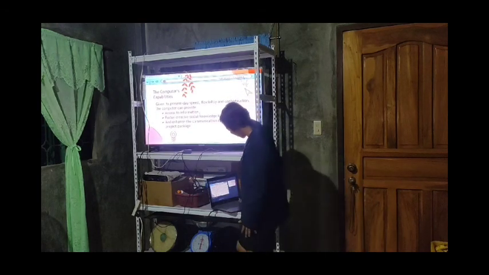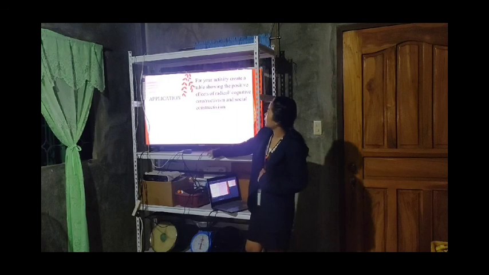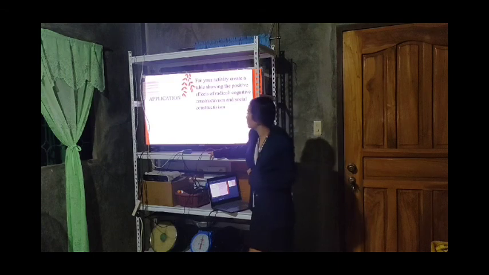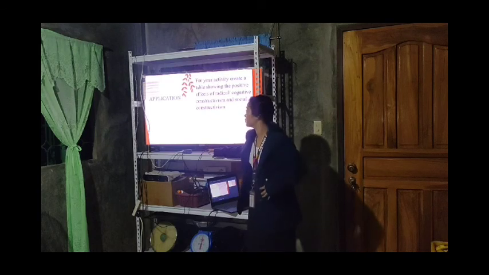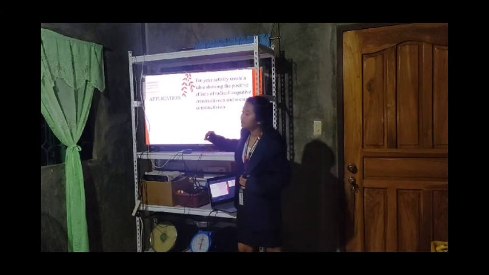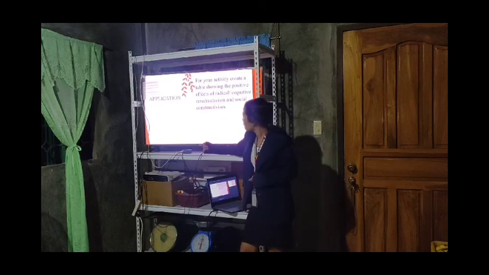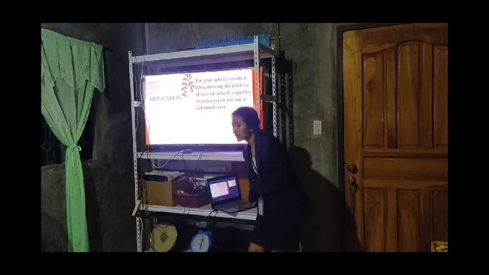So next, let's move on to the application. For your activity, create a table showing the positive effects of radical or cognitive constructivism and social constructivism. Please copy. So next, done.